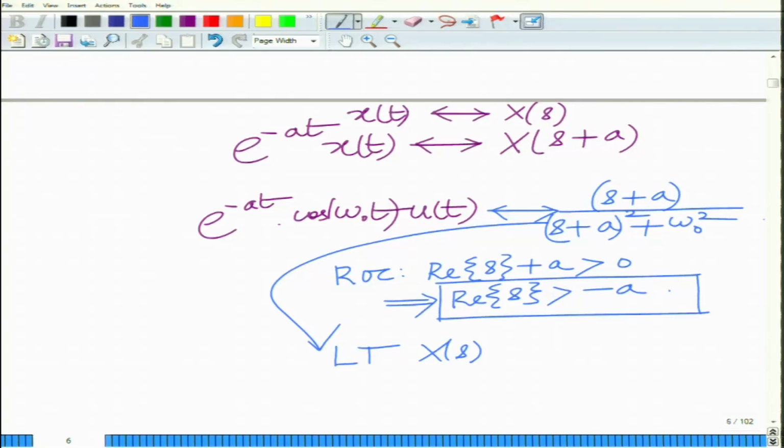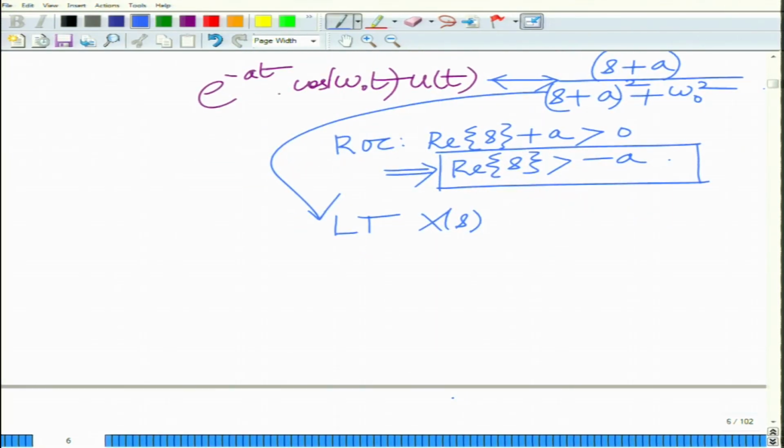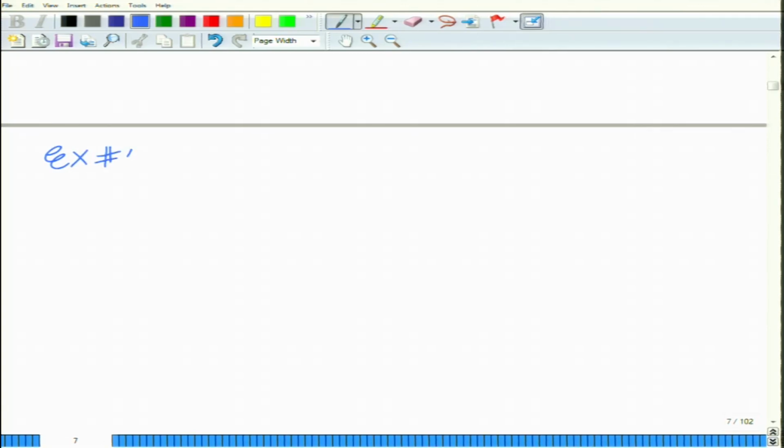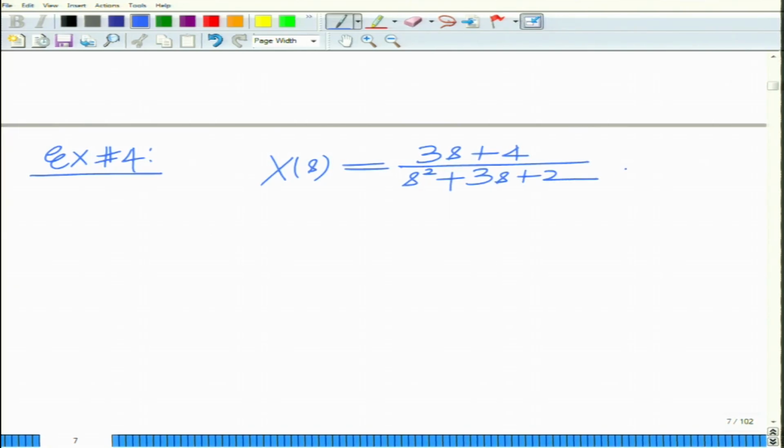Okay. All right. Let us now do another problem. Given the Laplace transform X(s) equals 3s plus 4 divided by s square plus 3s plus 2, the ROC is real part of s less than minus 2. Okay. Now, we want to evaluate the inverse Laplace transform.